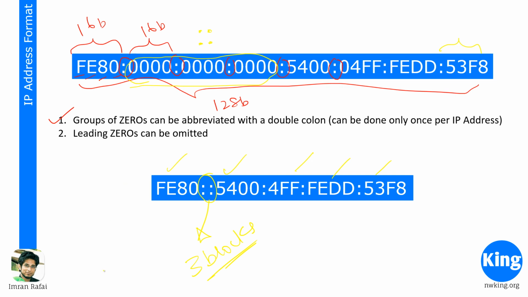So that's rule number 1. Now what's rule number 2? Rule number 2 says you can drop leading zeros, right? For instance, this number 04FF, the leading 0 can be dropped, so you can just write 4FF. That's what is here, 4FF, nothing but 04FF. So if you use these 2 rules, you can shorten any IP address.